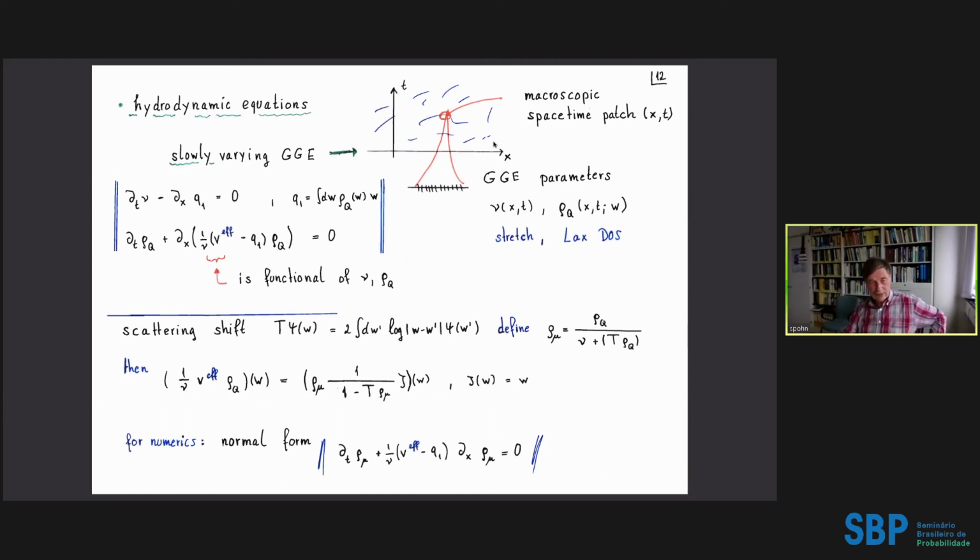So let me write down the hydrodynamic equation for you. Here is again my macro point, and now there's a density, so it's a stretch, and then there's also the local Lax density of states. This comes from the Lax matrix, and that's another parameter which I told you is inside my Gibbs measure, right? It's the P, or the dual of the pressure. This one is easy to write down. That's just the conservation law of mass. And the Q1 is the first moment of this density of states of the Lax matrix.